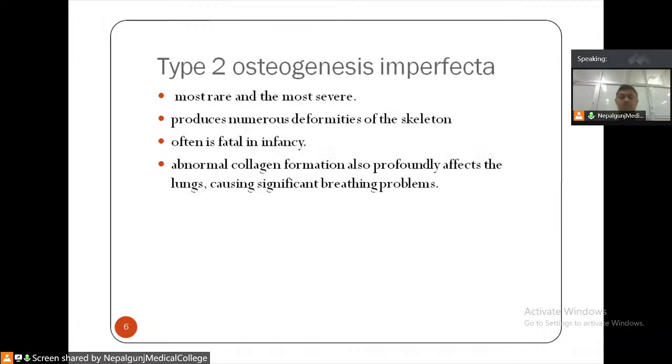So type 2 osteogenesis imperfecta is the most rare and the most severe form. It produces numerous deformities of the skeleton. It usually happens in the intrauterine period, and the child that is born is stillborn. There is a high chance that the child is stillborn. There is abnormal collagen formation profoundly affecting the lungs, causing significant breathing problems. Even if the child is born, it's very unlikely the child will survive.